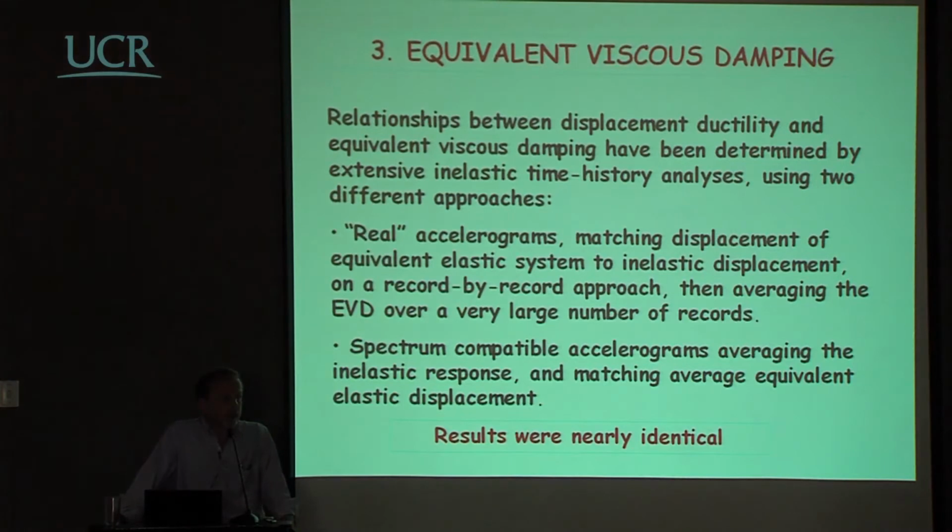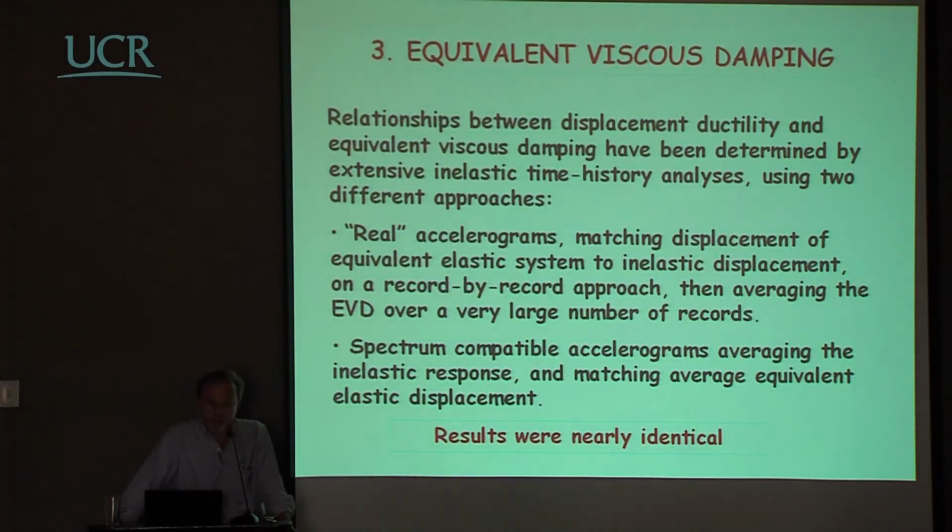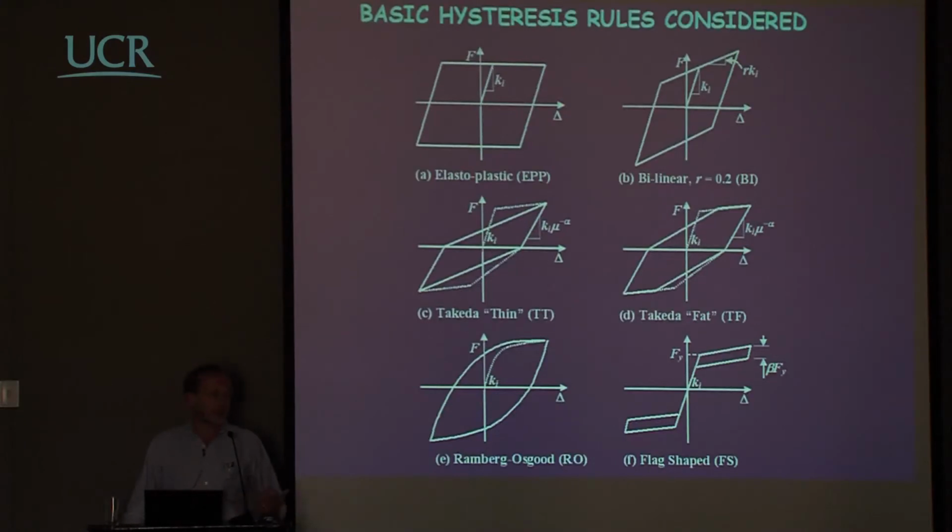So what has been done by a large number of PhD students over years is to go through simulations using real accelerograms, and through simulation using spectrum-compatible accelerograms. And as you can imagine, this is very different, because normally spectrum-compatible accelerograms have a larger number of equivalent cycles, of large cycles, with respect to real accelerograms. So you can have inputs that are very different, but what you obtain is that the results are quite similar.